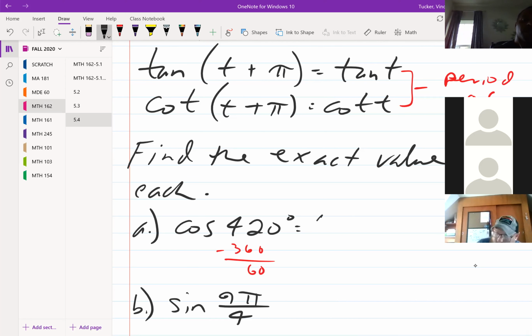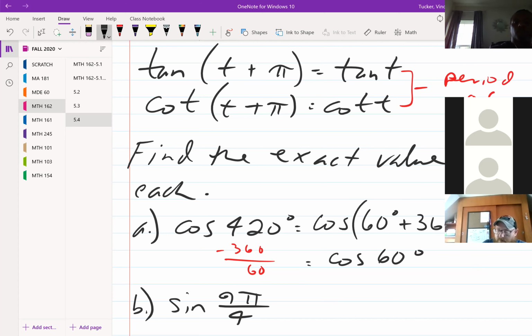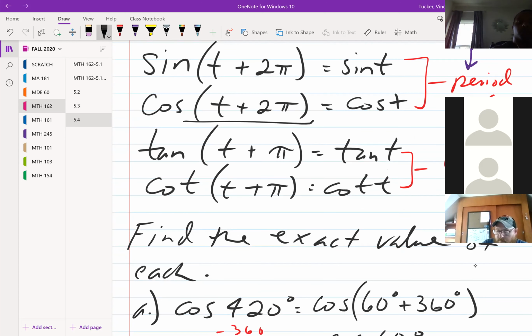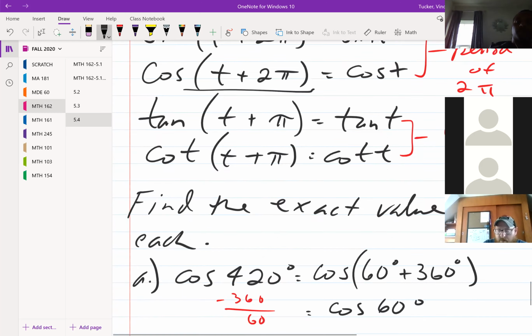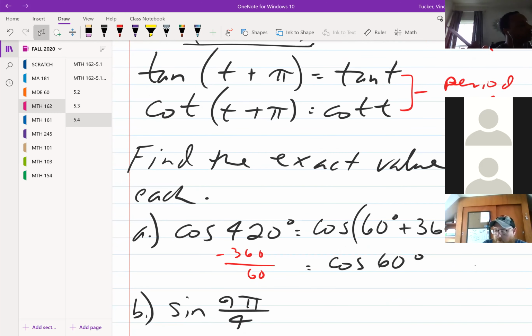So I can rewrite this as cosine of 60 degrees plus 360 degrees. 360 degrees is the same as 2 pi. So that means I'm left with cosine of 60 degrees according to our relationship. And cosine of 60 degrees is 1/2.